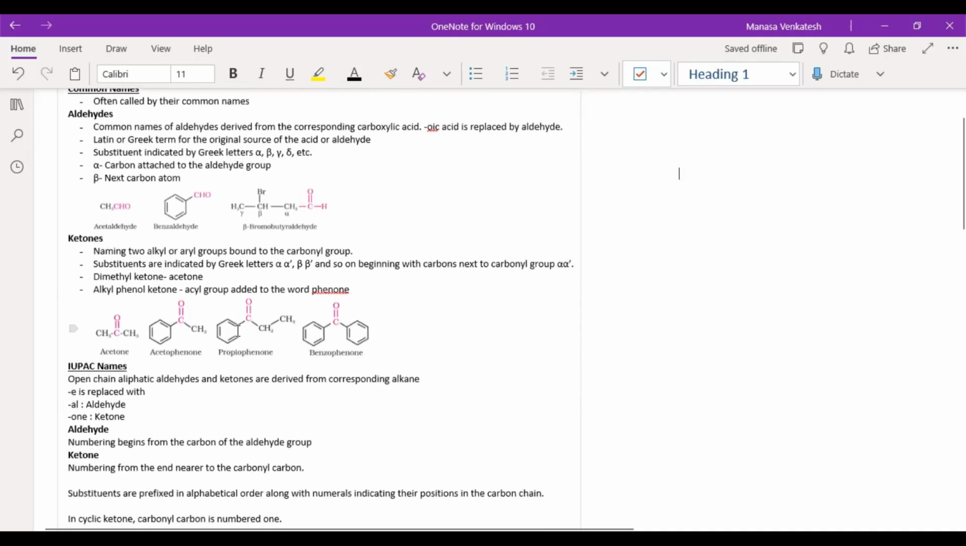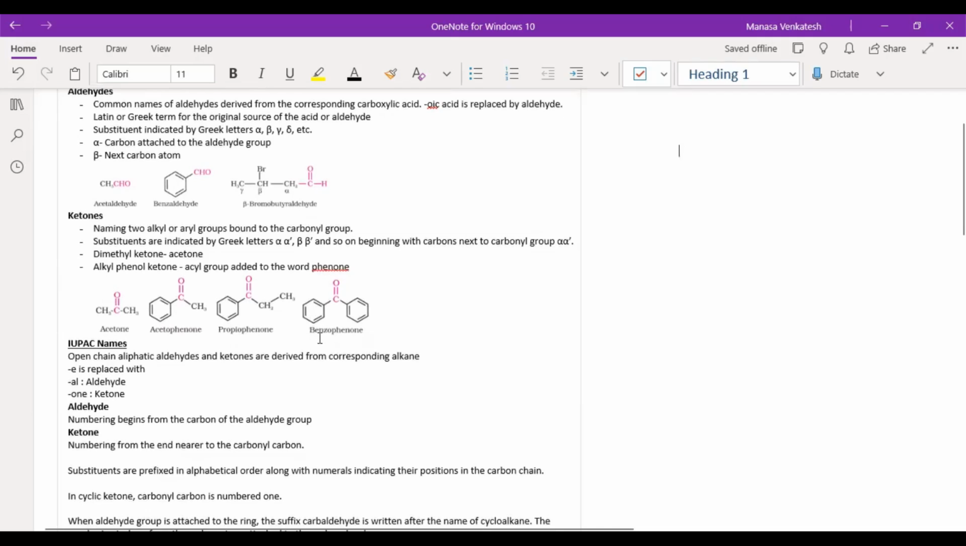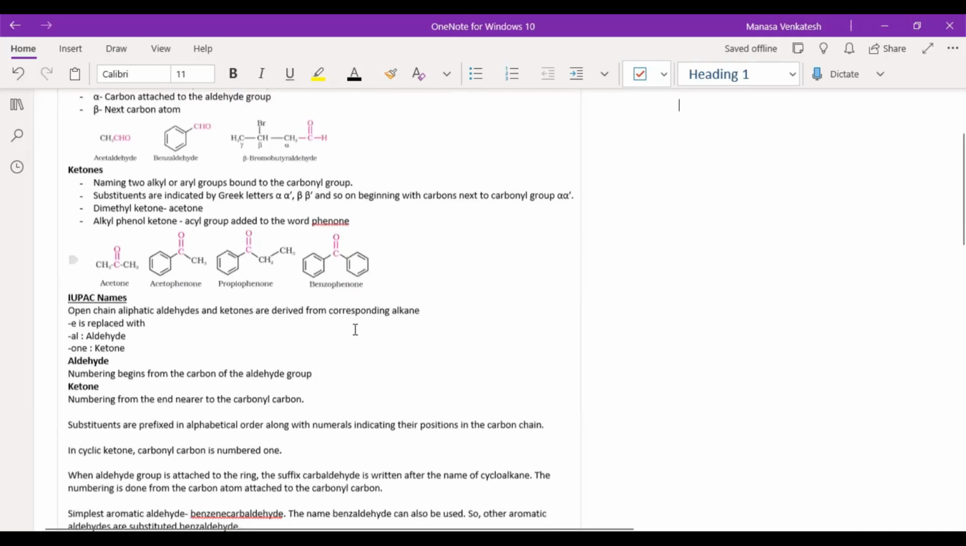When you have an acyl group attached to a phenyl group, we refer to it as a phenone. So this is acetophenone, and you have benzophenone because there are two benzene rings. It has a benzene ring as well as an acyl group. Both are acyl, but one of them is referred to as a phenone.